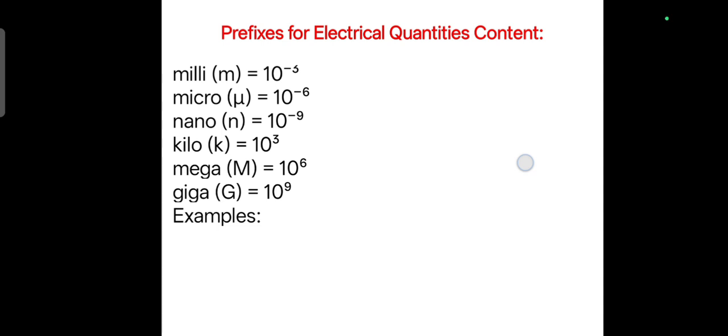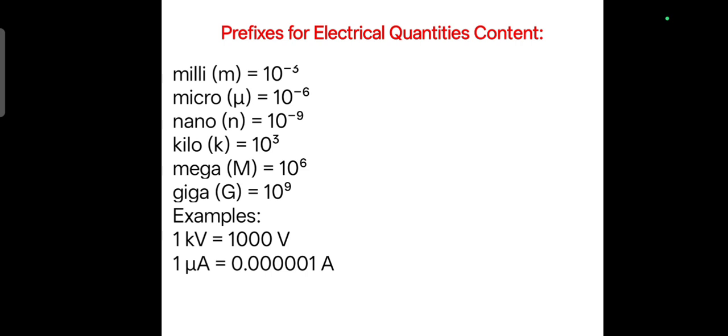For example, 1 kilovolt is nothing but 1000 volt, meaning that kilo has the value 10 raised to power of 3. 10 raised to power of 3 means you just multiply 1 with 10 raised to power of 3, so it becomes 1000 volt. Next example, 1 microampere. 1 microampere means 10 raised to power of minus 6.